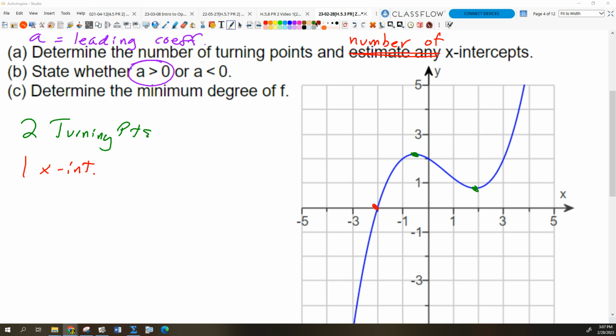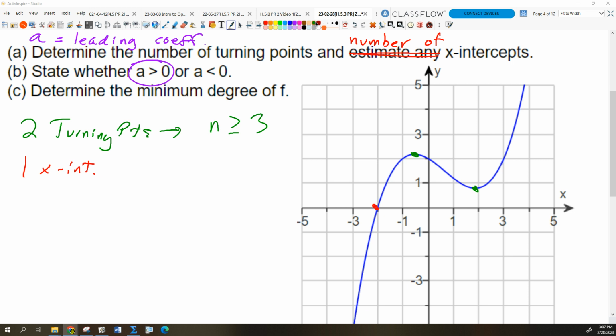Okay, it's right. It would be 1 more than the number of turning points, wouldn't it? Because remember, the number of turning points can only be at most 1 less than the degree, right? So the degree would therefore have to be at least 1 more than the number of turning points. Make sense? So this is implying that n would have to be greater than or equal to 3, right?